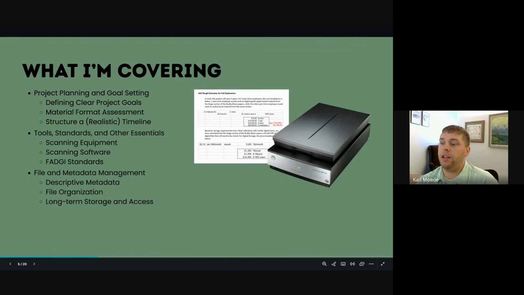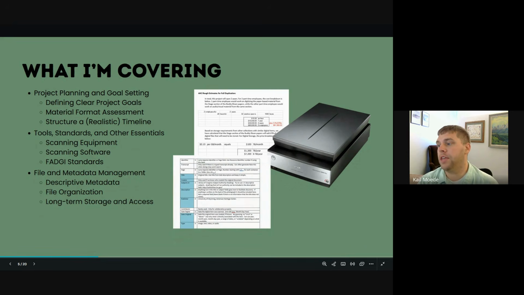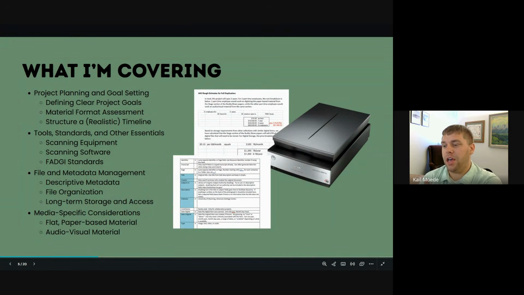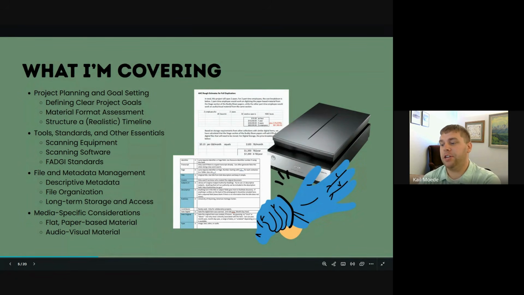File and metadata management. Once you've digitized a collection, how are you storing the files? How are you describing the material so that it's accessible? What are you doing with it? Those sorts of things. And then, some media-specific considerations. These are the two that I'm going to talk about, these flat paper-based materials and the audiovisual materials, just to give you an overview of those.